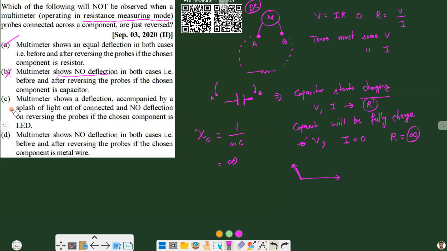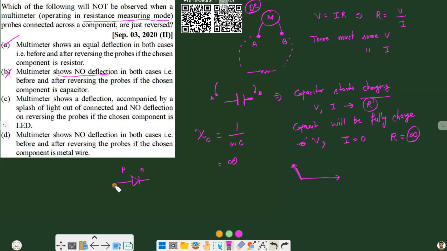Coming to option C, multimeter shows a deflection accompanied by a splash of light when connected and no deflection on reversing the probe if the chosen component is an LED. Now, if the chosen component is an LED, what will happen? The LED will conduct, because what is an LED? LED is a PN diode. LED is just a PN diode.